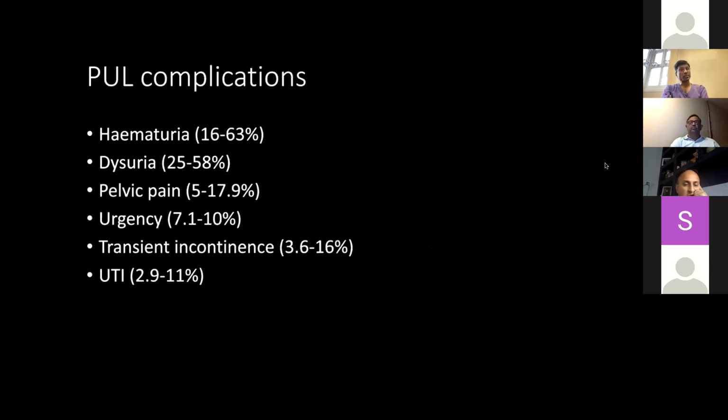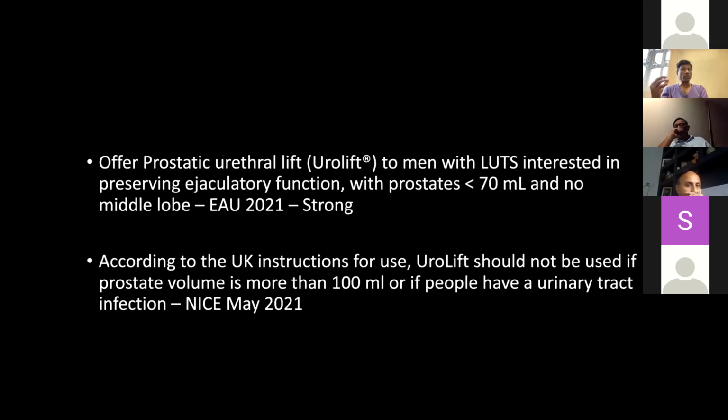The common complications, like any procedure, like any cystoscopic intervention, are hematuria, dysuria, pelvic pain, urgency, transient incontinence, and UTI. These side effects also can be very well managed if the implants are placed as few as possible and in the correct placement.